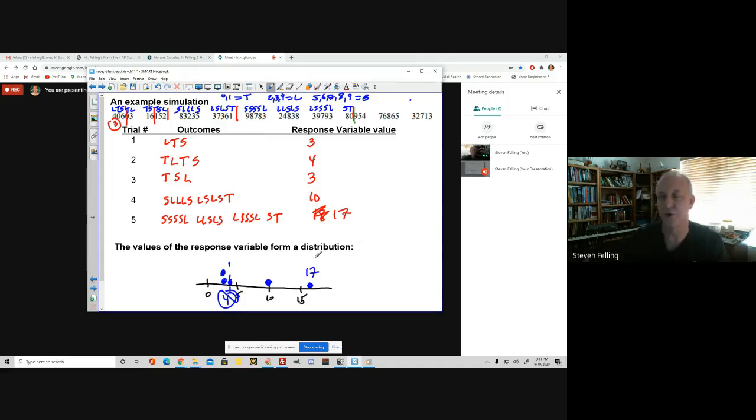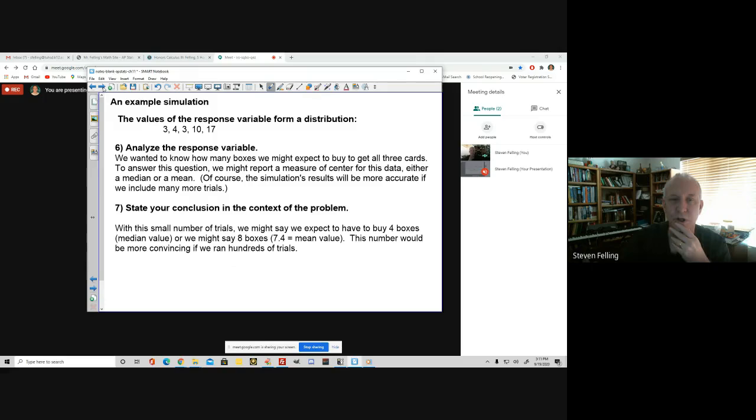And of course, if you wanted this to be more robust, you might run 500 trials, right? Maybe program a computer to run a whole bunch of them and then see, okay, what's the real median? And then you could feel more comfortable in the range that it would take. All right, so state the conclusion. With the small number of trials, we might say we have to expect a median of 4 boxes, or a mean of 7.4 boxes, or you might even say as many as 17 boxes, because we saw it take that in one of our simulated trials.